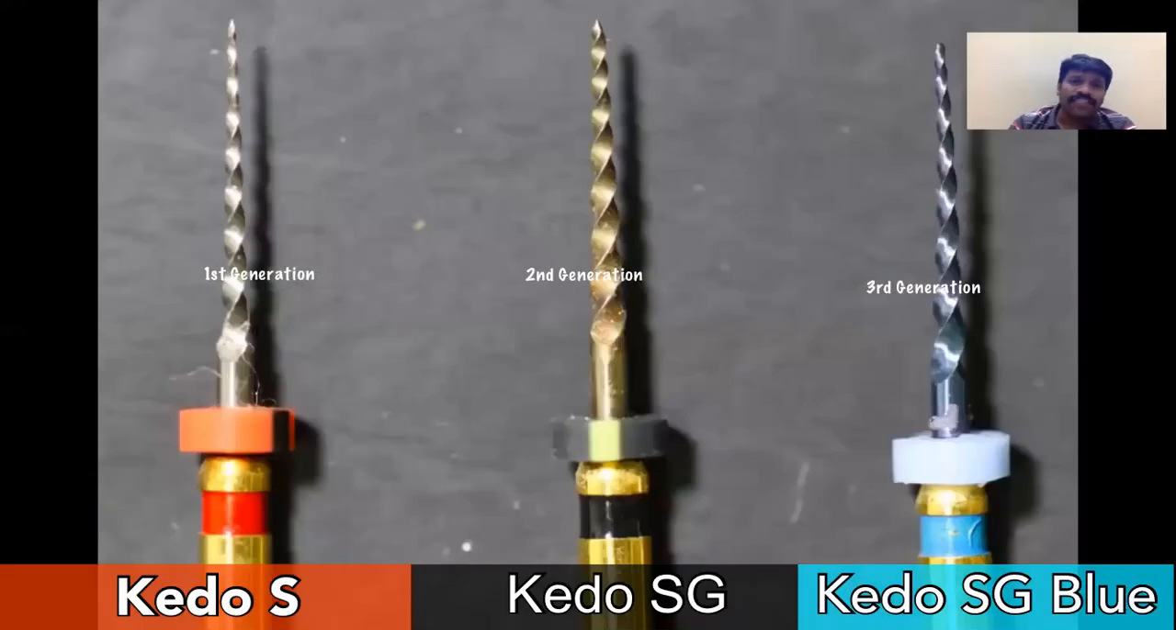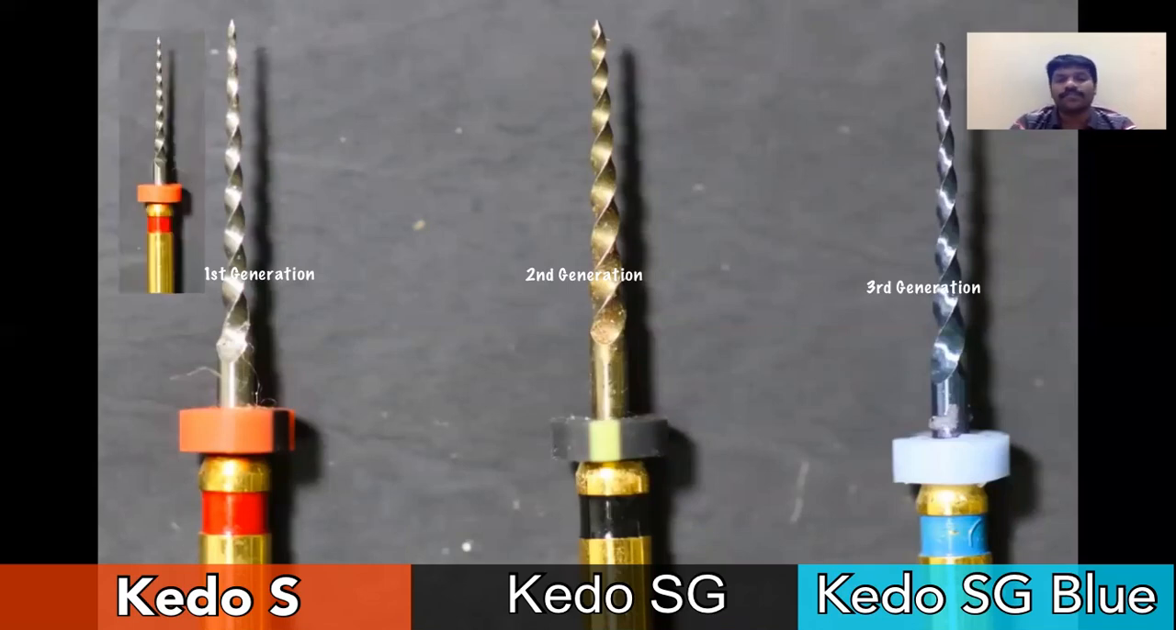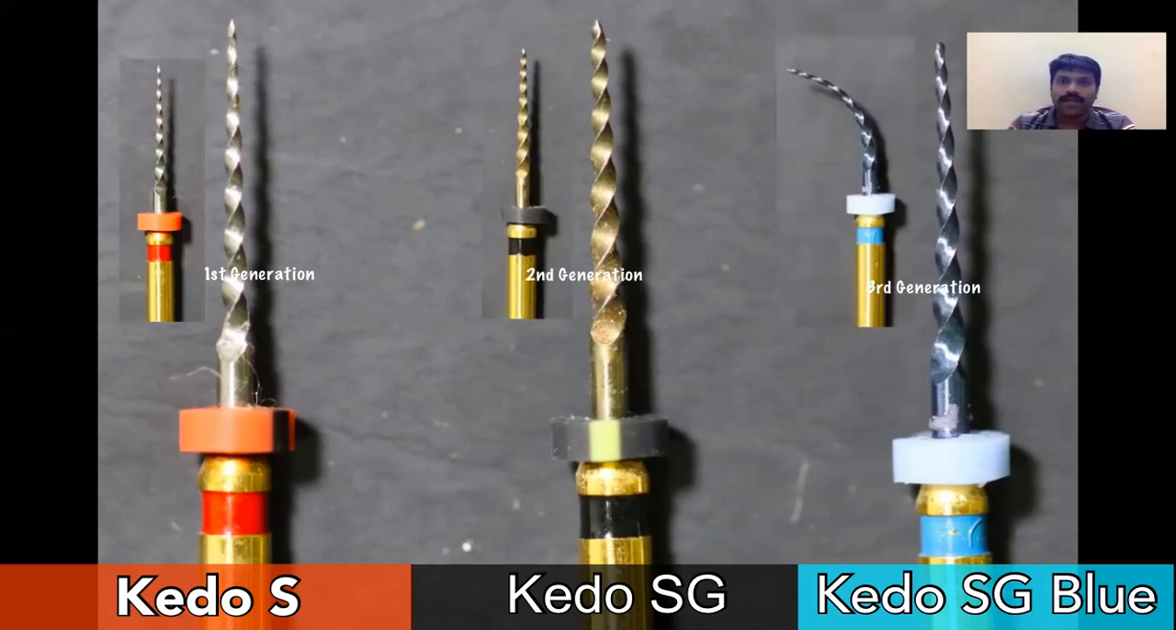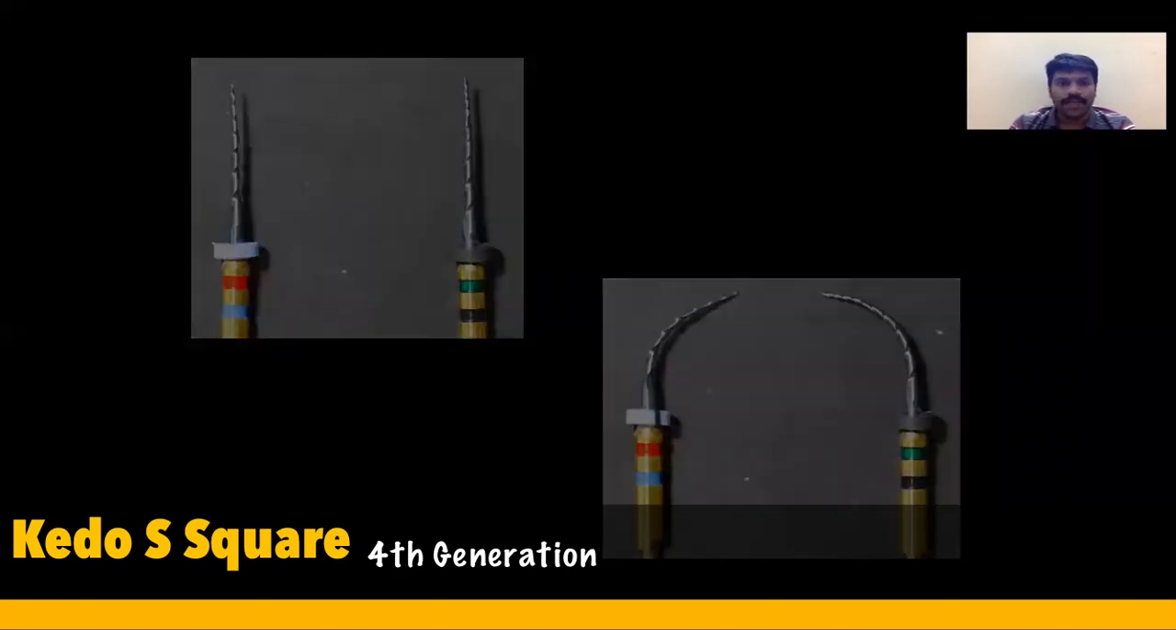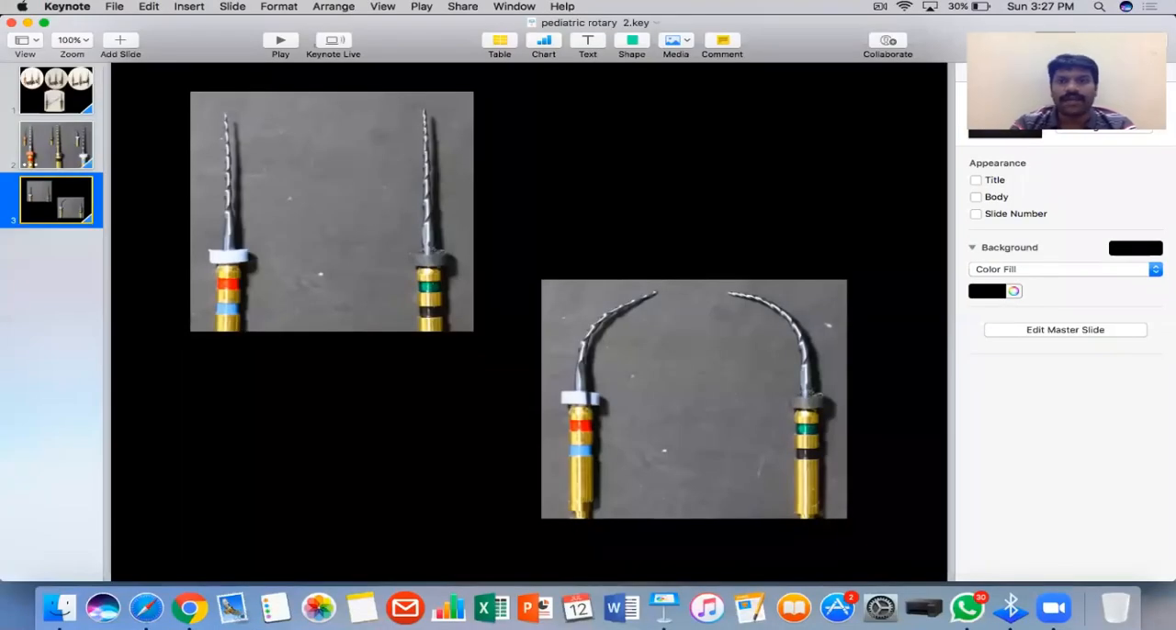People often ask me, sir, how many molars can I use these files for? The Kedo S generation, which is the first generation, can be used for 4 molars or 4 anteriors. The second generation can be used for 8 molars or 8 anteriors. The third generation, which is Kedo SG blue, can be used for 12 molars or 12 anteriors. The fourth generation, which is the Kedo S Square, can be used for 12 molars, both molars as well as anteriors. So that's about the Kedo file system which is available in the market.